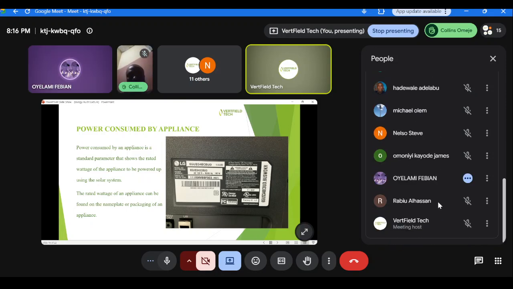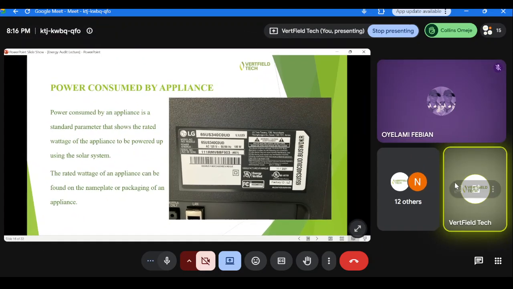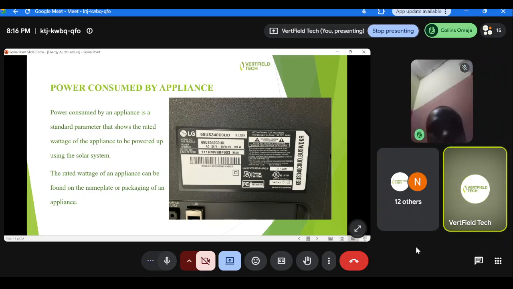Yes, I can see it. Okay, 195 watts. All right. Thank you so much. So that is the energy consumption of this LG TV.